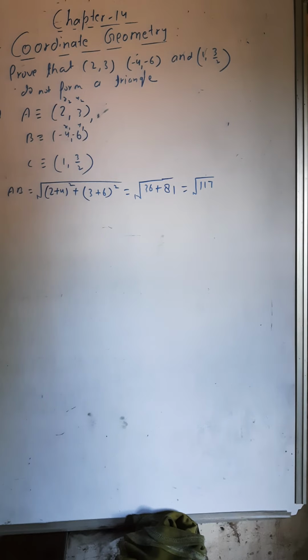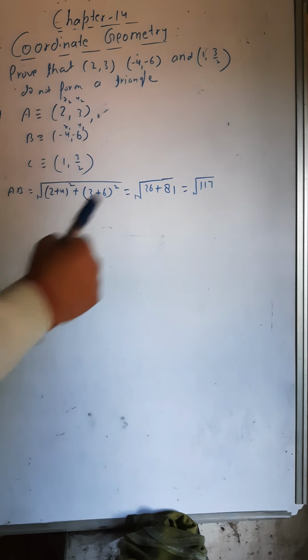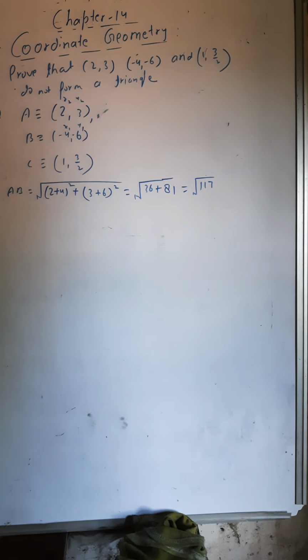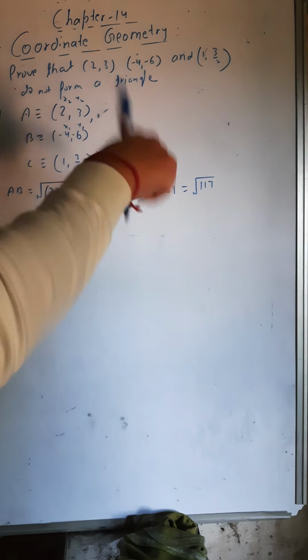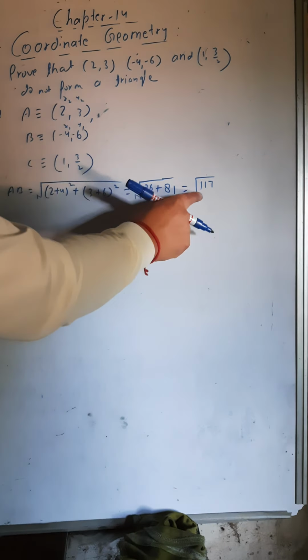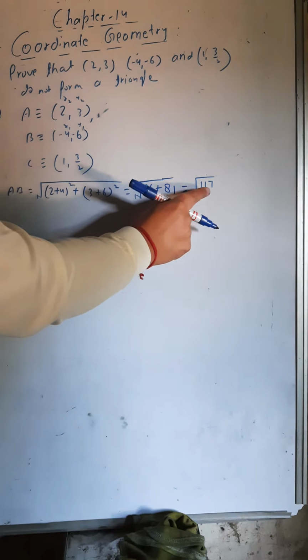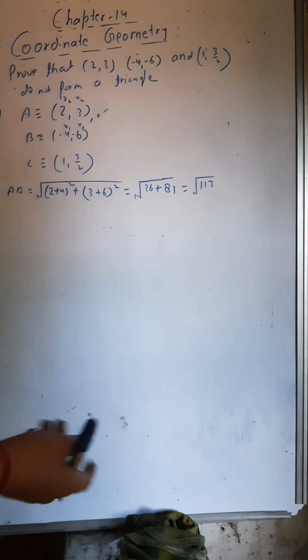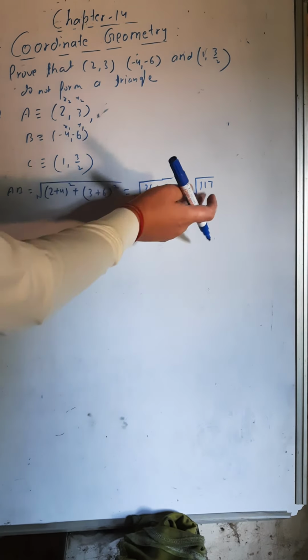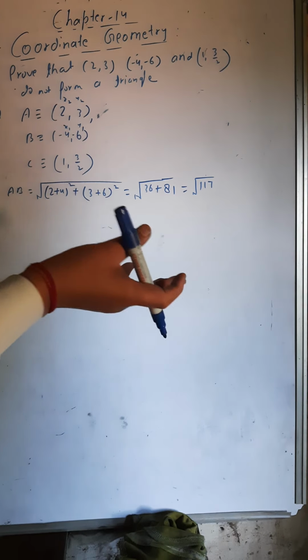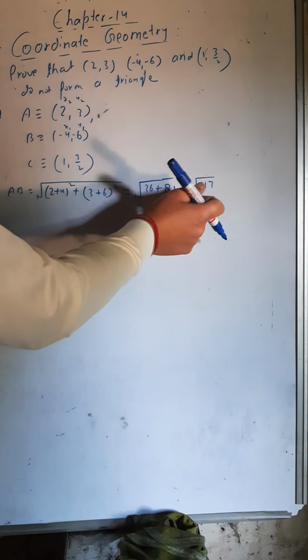117 will come how much? The square root of 117 will be more than 10 and less than 11. Its answer will be between 10 and 11, because the square of 10 is 100 and the square of 11 is 121. So 117 is between them, which means 10 point something will be the answer.